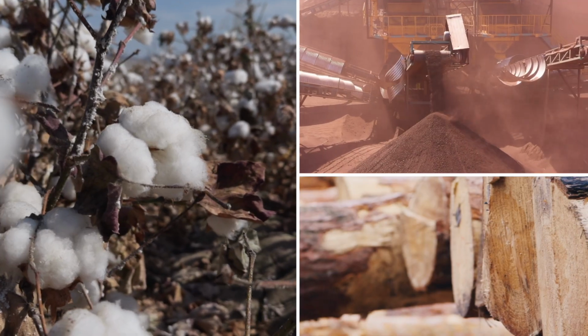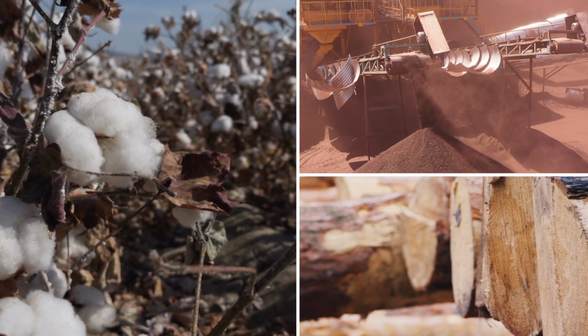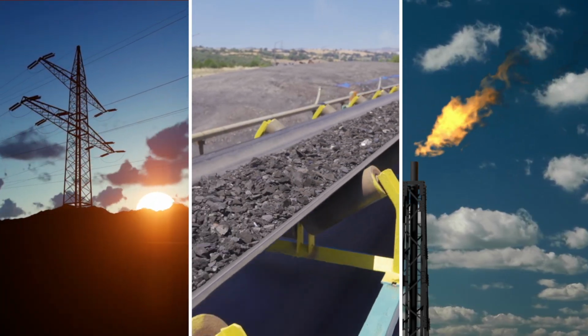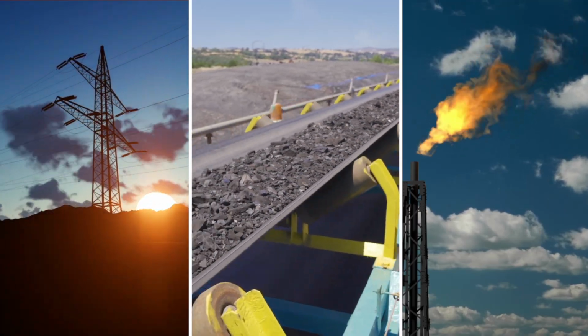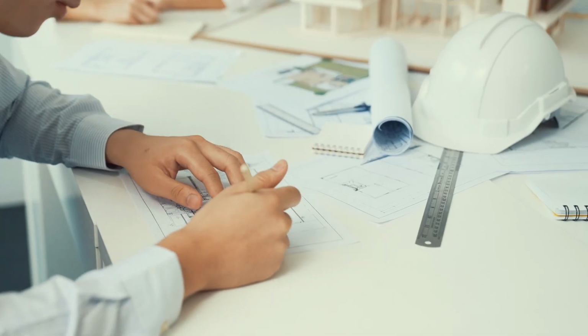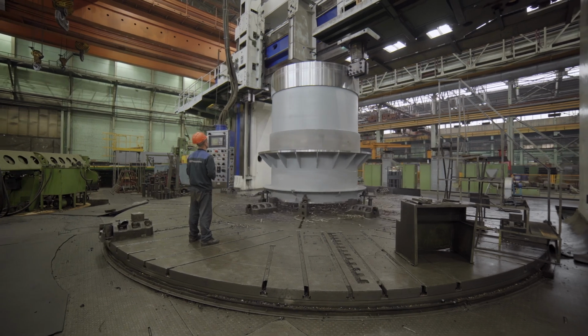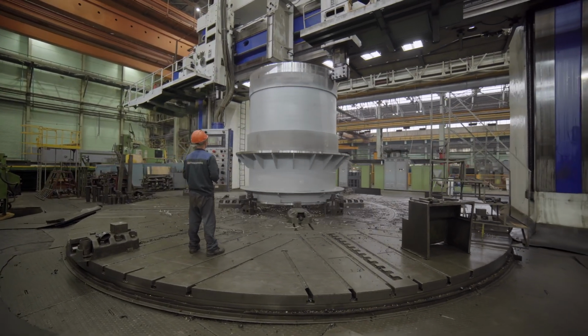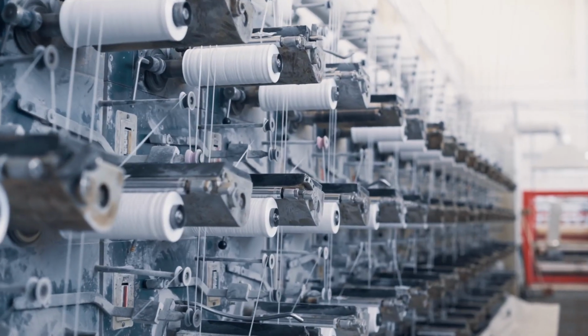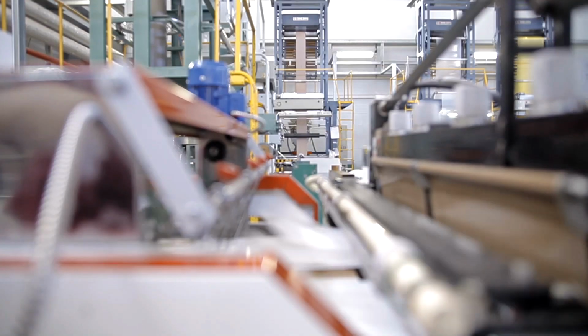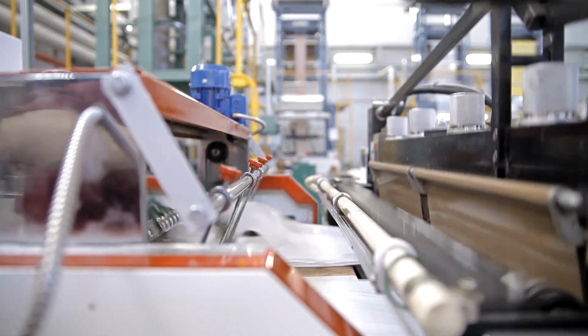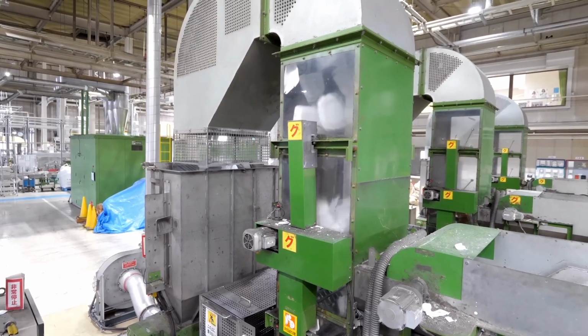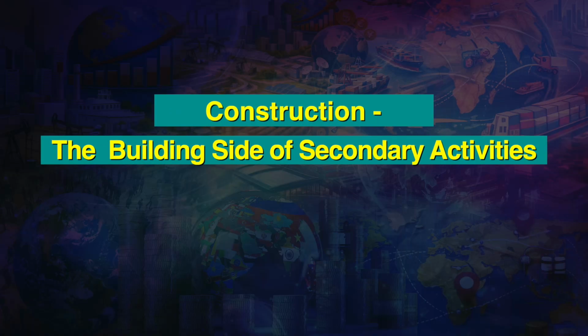Manufacturing uses inputs from the primary sector such as cotton, iron ore or timber. At the same time, it uses energy such as electricity, coal or gas and human skills in planning and designing, operating machines and managing production. Whenever you see raw materials being changed into a new product by human skill or machinery, you are probably looking at a manufacturing industry. Construction, the building side of secondary activities.